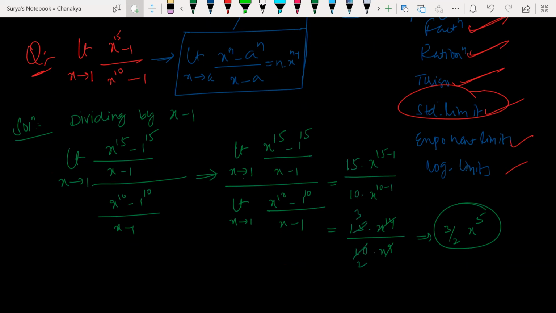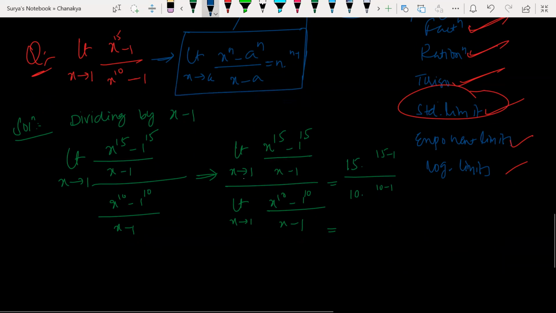Sorry, n into a power of. Guys, n into a power of. We wrote the formula itself wrongly. Look at this. n into a to the power of n minus 1. n into, what is the value of a here? The value is 1. So 1 to the power of n minus 1.